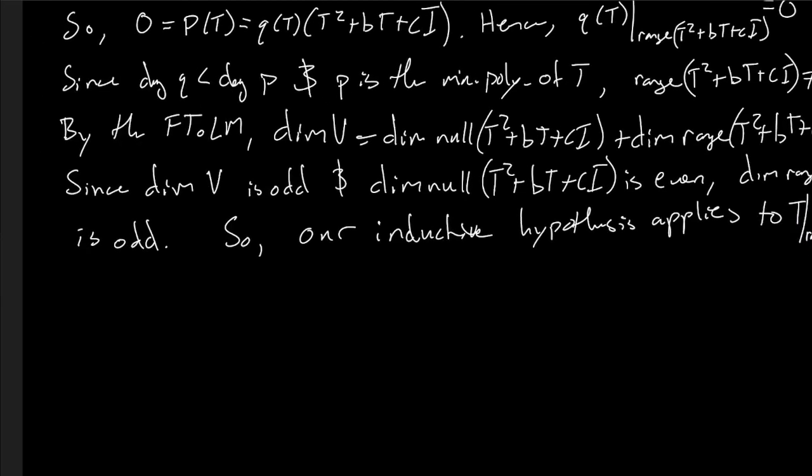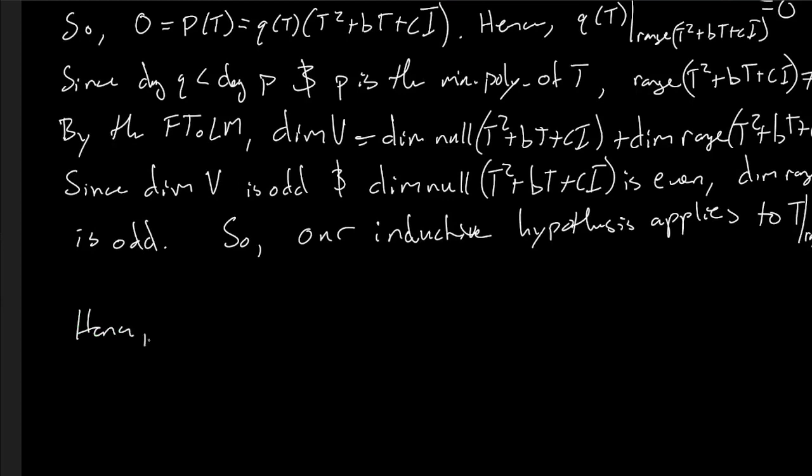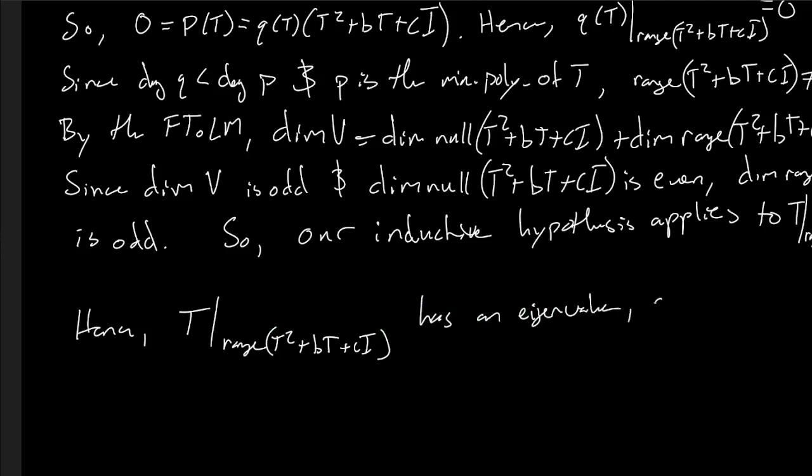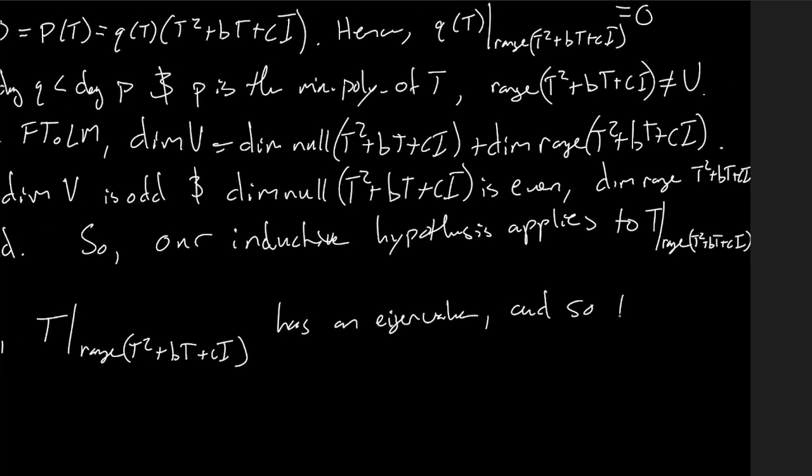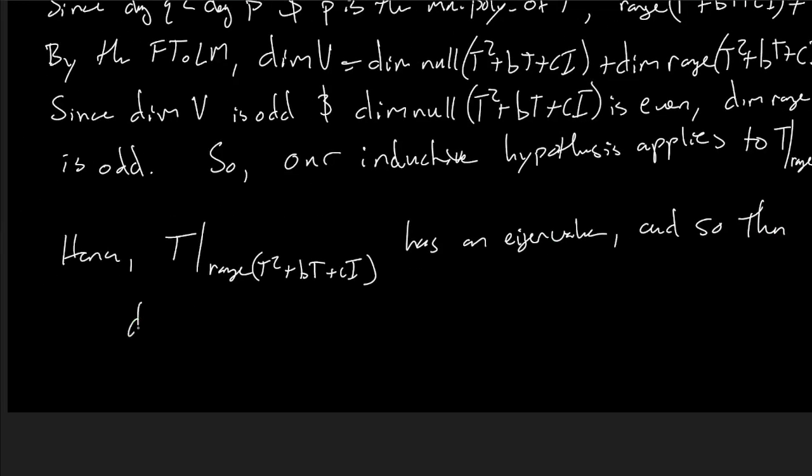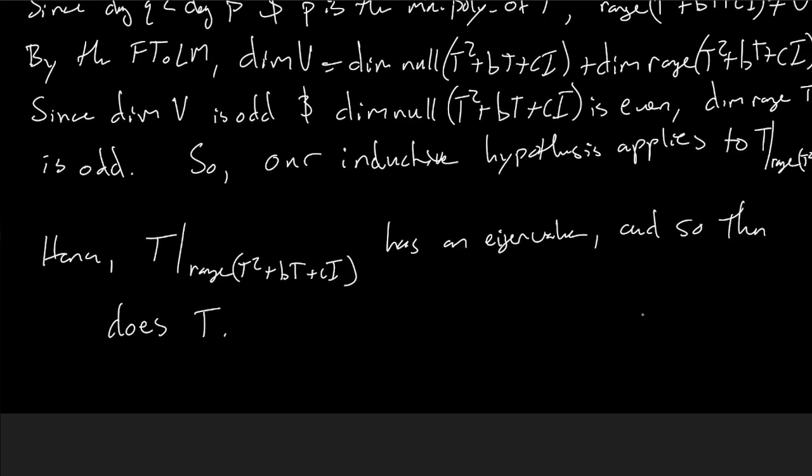And hence, t restricted to the range of t squared plus bt plus ci has an eigenvalue. And so then does t. Oh, okay. So that t restricted to something has an eigenvalue, you've just shown that t has an eigenvalue as well. Nice. Okay, that's a kind of silly proof.